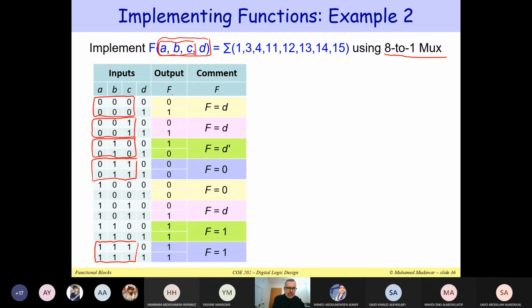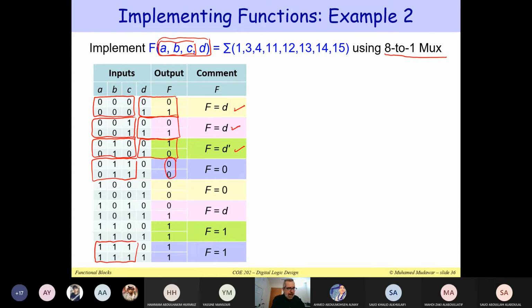You can find that the output F here is identical to D. For example, for 0, 0, 0, it is identical to D. So you can write F equal to D. This is also identical. So you get here F equal to D. Here it's the complement of D. So you can write F equal to D prime. I just need an inverter for that.